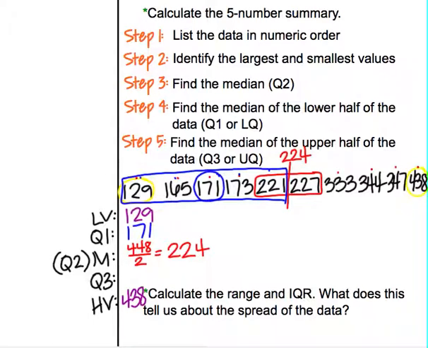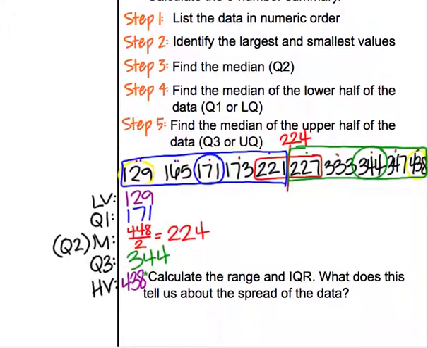And then likewise, I find it of the upper half, which goes from here to here. So when I dot low number, high number, low number, high number, 344 is my third quartile. And so I've got low value 129, first quartile 171, median 224, quartile 3, 344, and 438 for our high value.